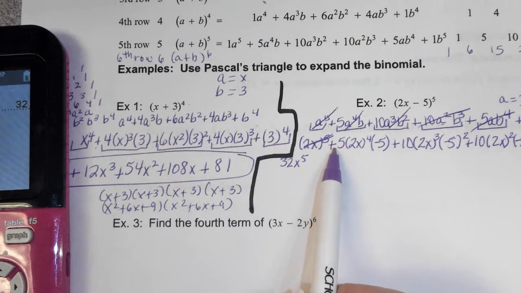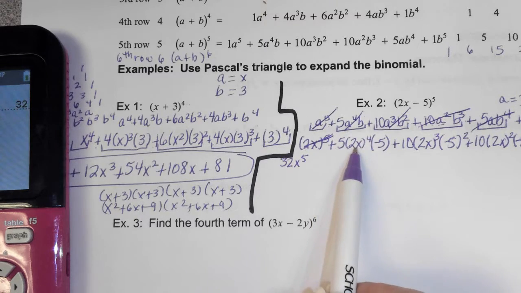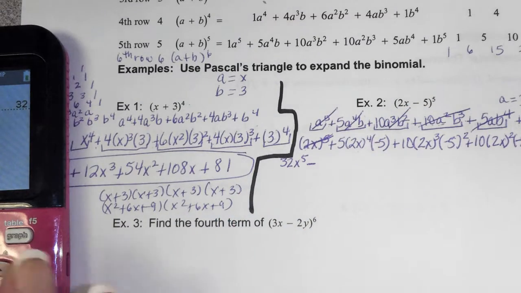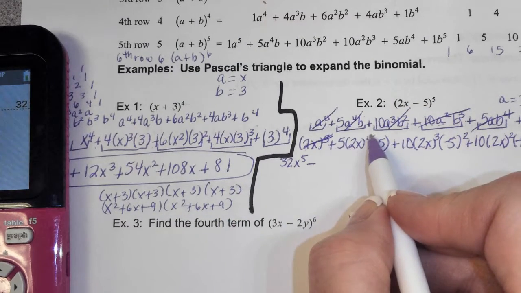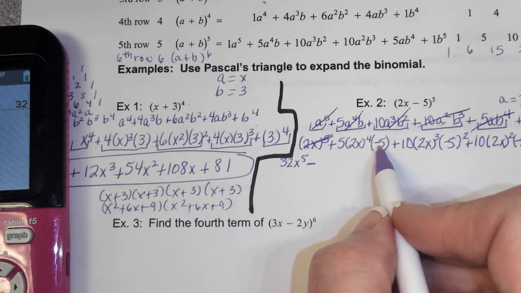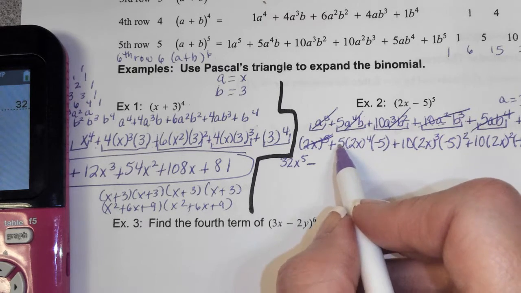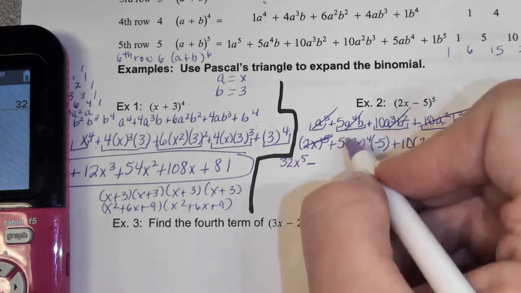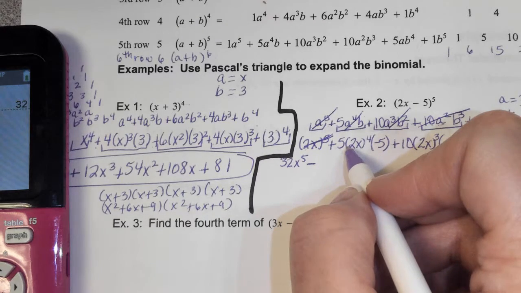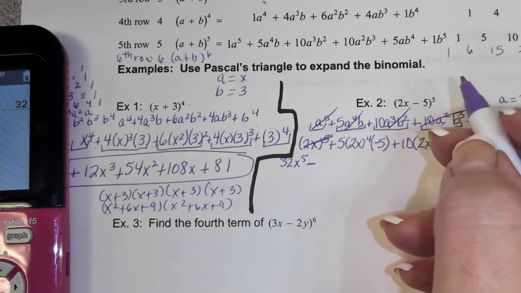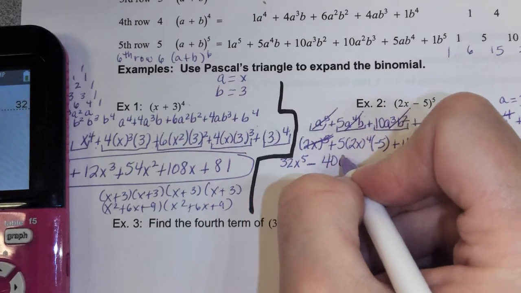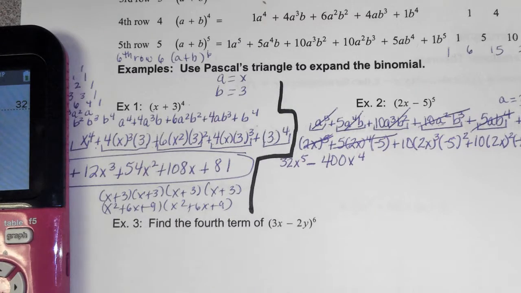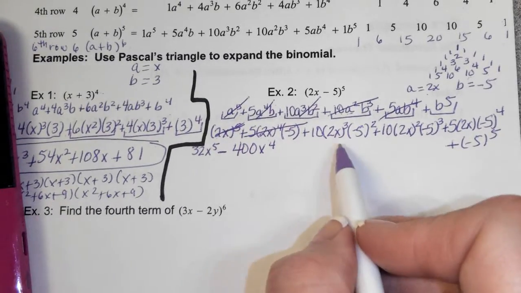Now my next term is going to be a positive, anything to the 4th is positive, times a negative. So my next term is going to be negative. Might as well keep that in mind. I've got 2 to the 4th, that's 16. 16 times 25, which is 5 times 5. I'm just multiplying this in the easiest order. So 16 times 25, that's going to be 400. So minus 400, x to the 4th. Done with that term. Okay, keep going. Next term.